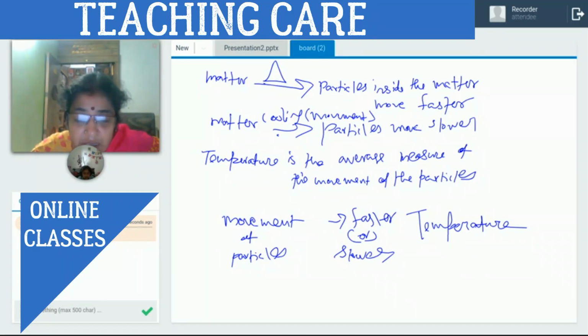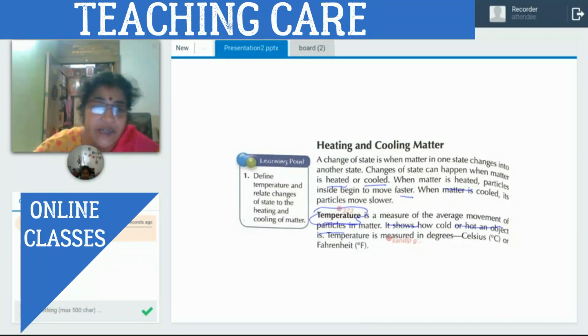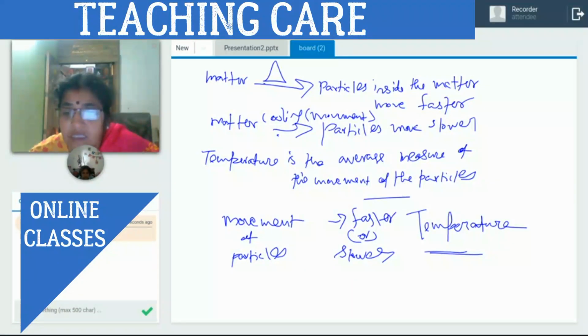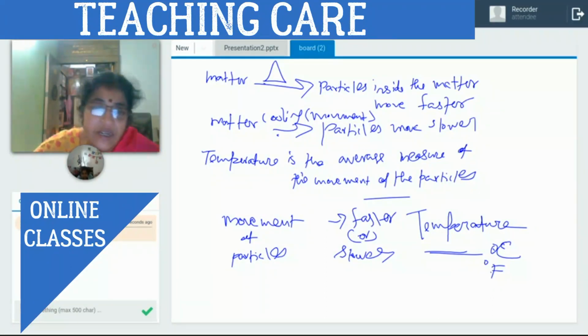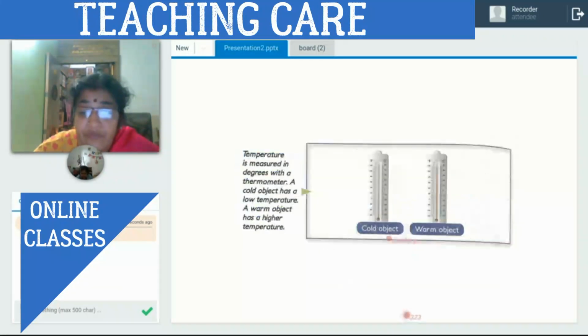So to measure that, temperature has two types of degrees, Celsius and Fahrenheit, used to measure the movement of the particles. It is measured in degrees, that is Celsius or Fahrenheit. How is temperature measured? You have to put a small degree symbol. So this is Celsius, or it can be Fahrenheit, right? Next, temperature is measured in degrees with the thermometer.